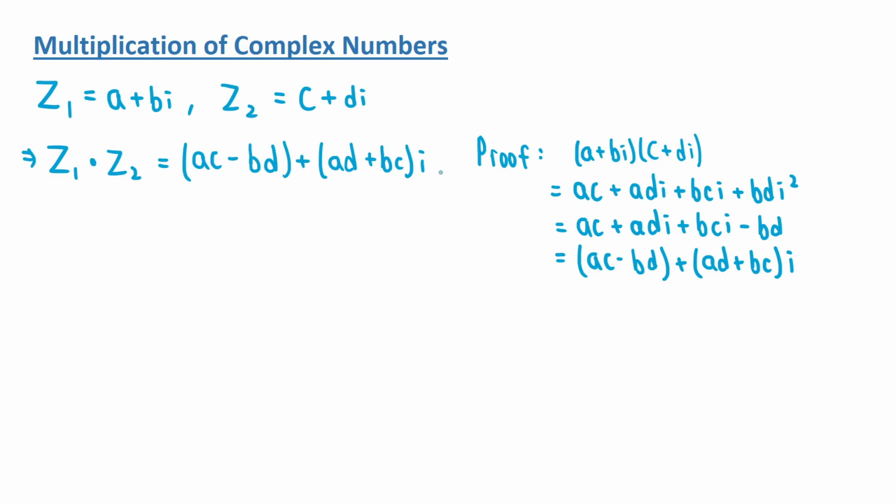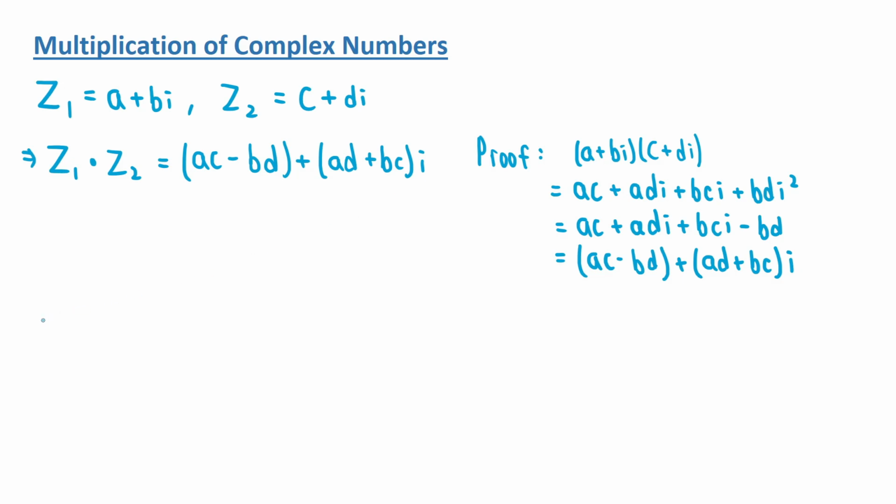After the expansion is done, we simplify the expression with four terms by rewriting i squared as -1, and then isolating the real and imaginary parts to form a new complex number. The result of this process is the formula presented for z1 times z2, but you don't have to remember this formula if you remember the process for multiplying two complex numbers.